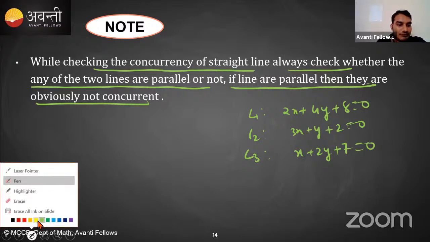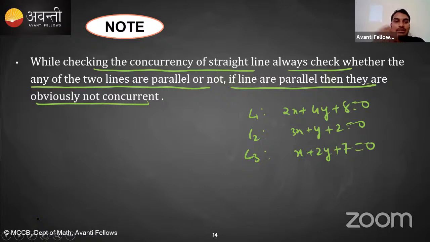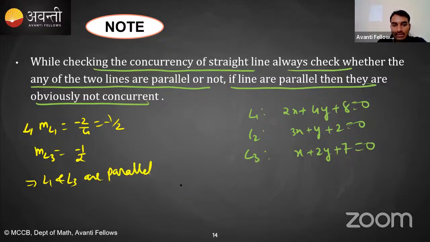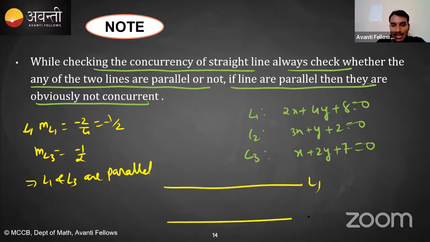Before blindly doing the determinant, first check whether any two of my lines are parallel or not. See, what is the slope of L1? Minus 2 by 4, which is minus half. Slope of L3 is minus 1 by 2. So it implies L1 and L3 are parallel. L1 and L3 are parallel, right? So L1 will be like this and L3 like this, and somewhere L2 is coming like this.